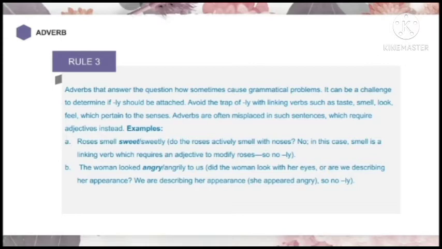Example: roses smell sweet or sweetly. Do the roses actively smell with a nose? No. In this case, smell is a linking verb which requires an adjective to modify roses, so no ly. The woman looked angrily or angry to us. Did the woman look with her eyes, or are we describing her appearance? We are describing her appearance, so she appeared angry, so no ly.